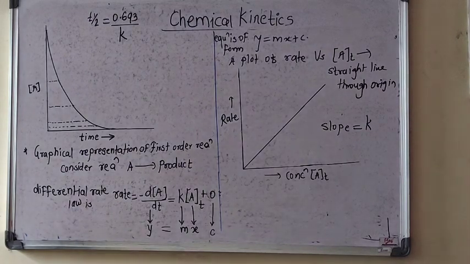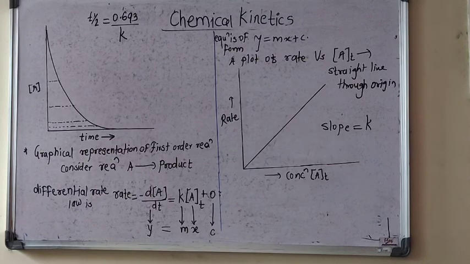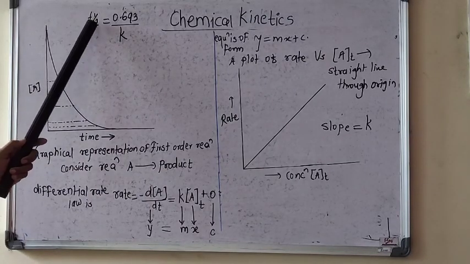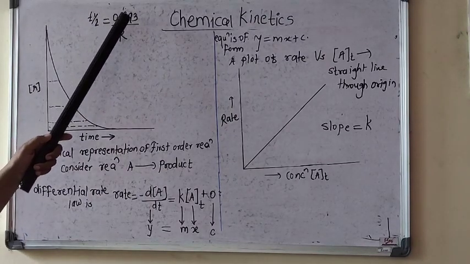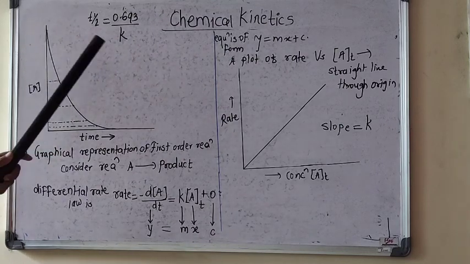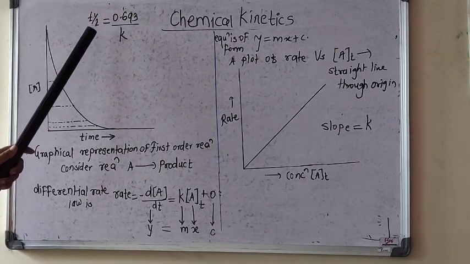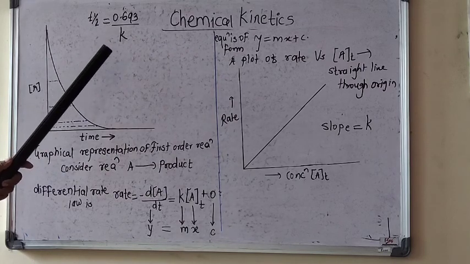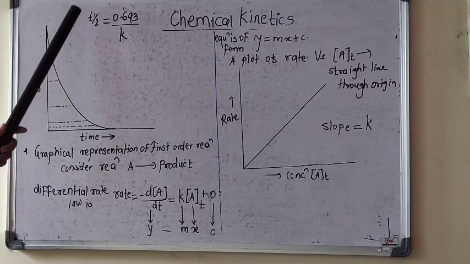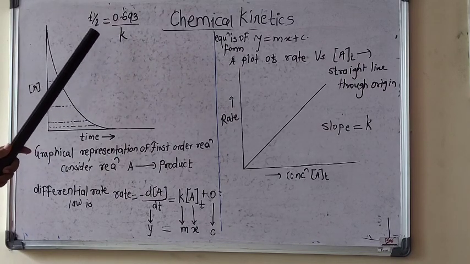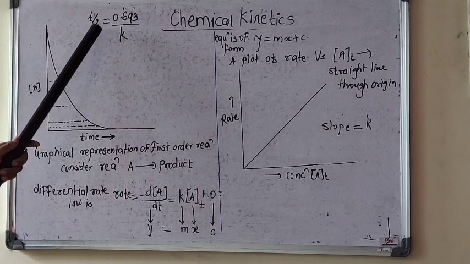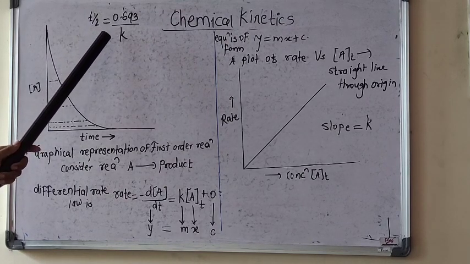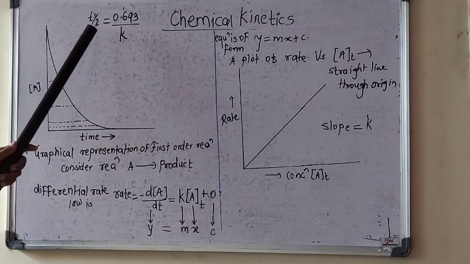Here we have seen the half-life period of the first order reaction. We get the equation t1/2 is equal to 0.693 upon k. Here you can see that the concentration term, the molar concentration, is not present, which means the half-life of the first order reaction is independent of the initial concentration.